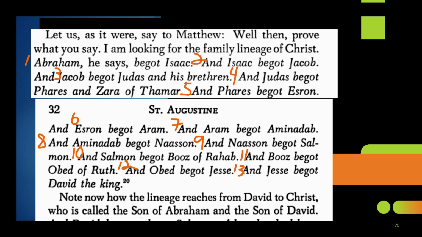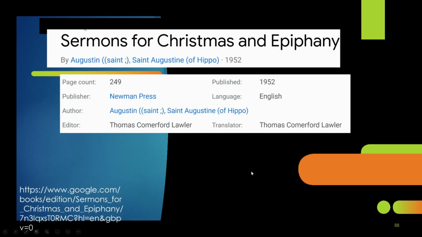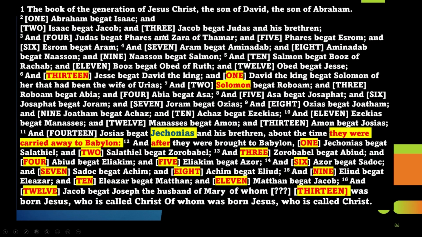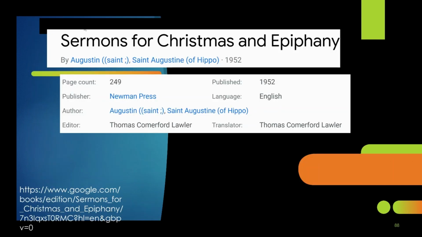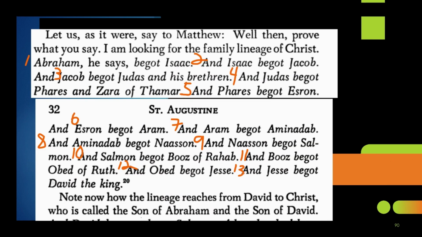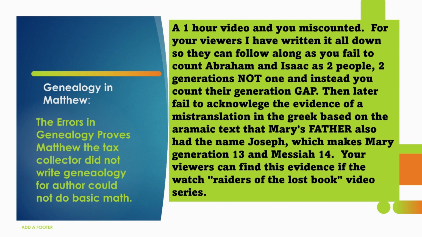And 4, Judas begot Phares and Zara of Samar. 5, Phares begot Esrom. 6, Esrom begot, and so on. And you go all the way to the end, and you only have 13. Just keep following it. When I did it the other way, where I counted it out and put in the numbers 1, 2, 3, 4, same thing. It comes out to 13 every time. So that's not the question. That's not what this person is claiming. They're not claiming I missed something. They're claiming you count Abraham.